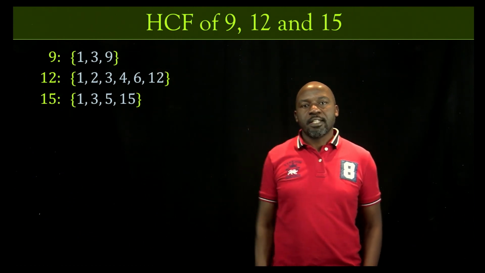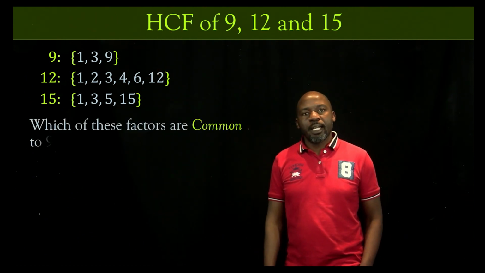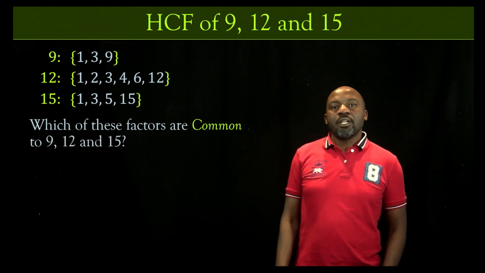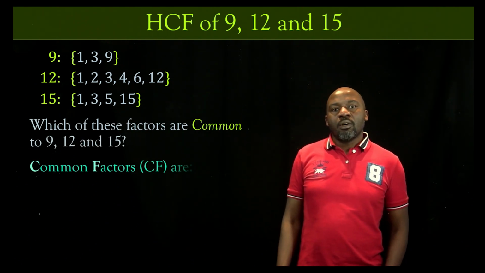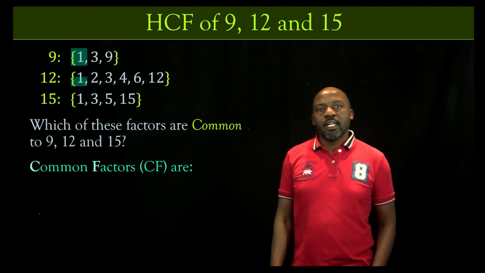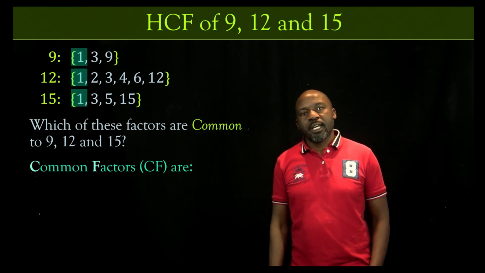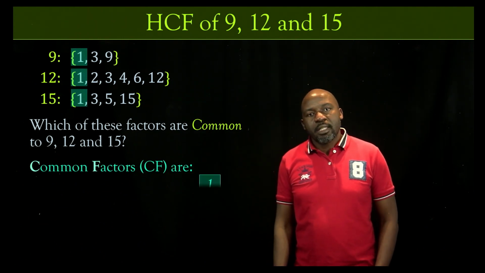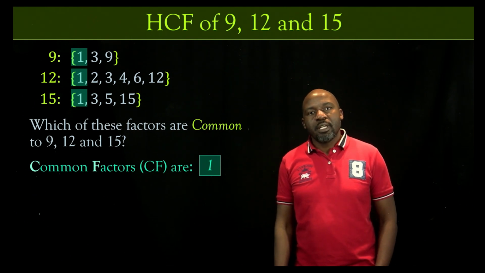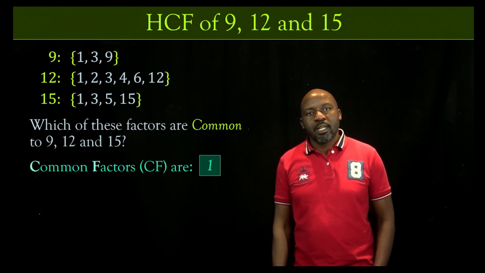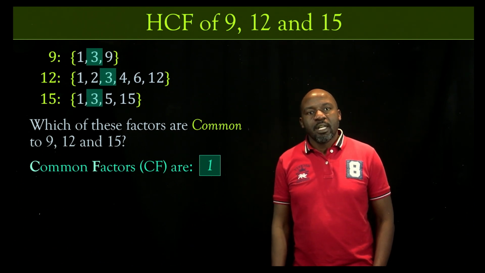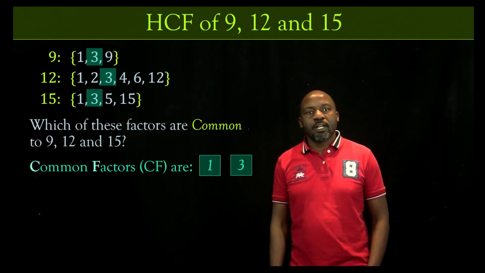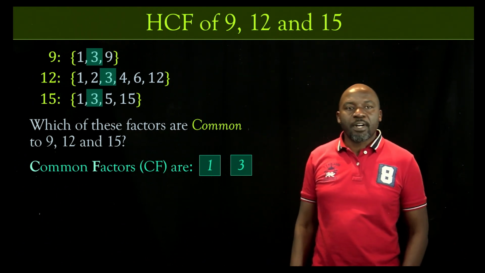Which are the common factors? Okay, which ones are common? And you can see that 1 is common there. You can see 1 in each of them. And we can see there that 3 is also common. There is 3 up there and in the middle and the lowest level. And so 3 is also a common factor. I don't see any other common factor there.